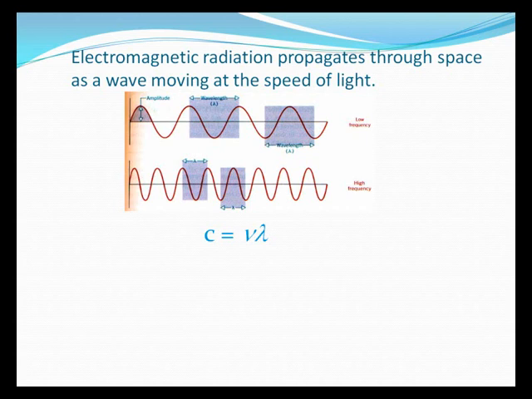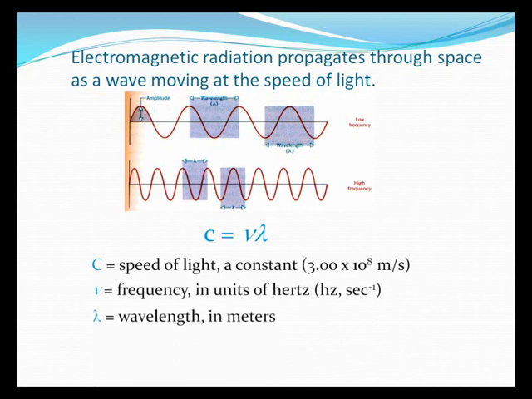The equation tells us that the speed of light, c, is equal to the frequency, that's the v or nu, times lambda, which is the wavelength. Okay. Now the speed of light is a constant in a vacuum at 3.00 times 10 to the 8th meters per second. And we're going to measure the wavelength in meters and the frequency in units of hertz. And we will be doing some calculations with this.